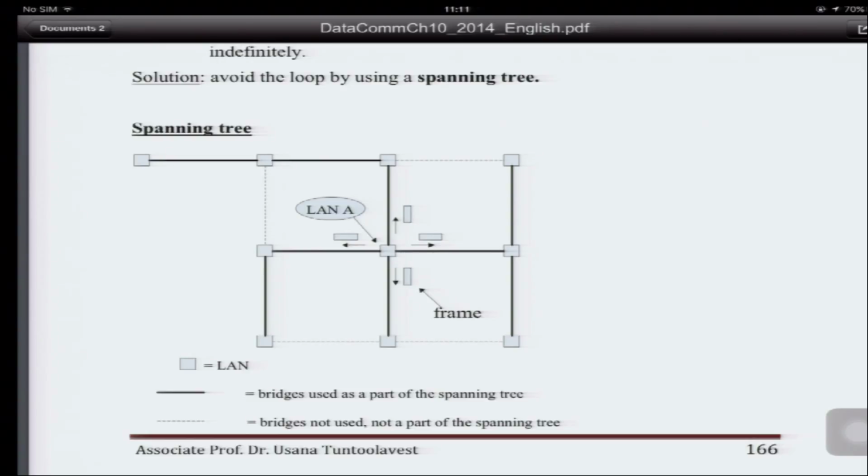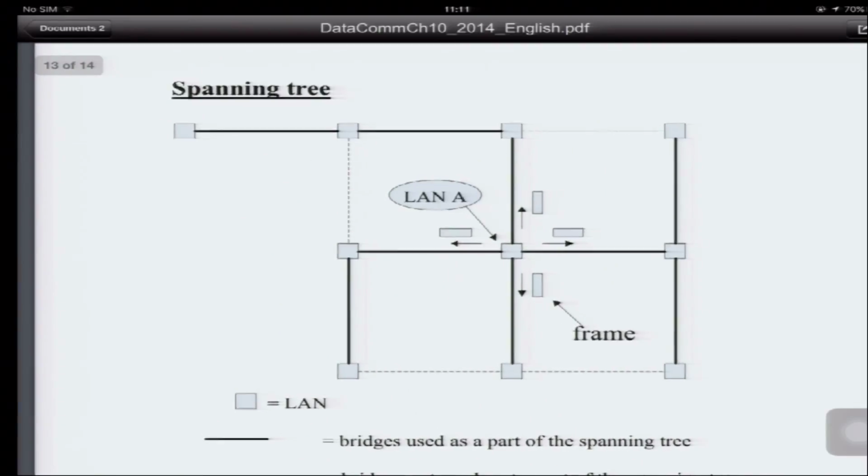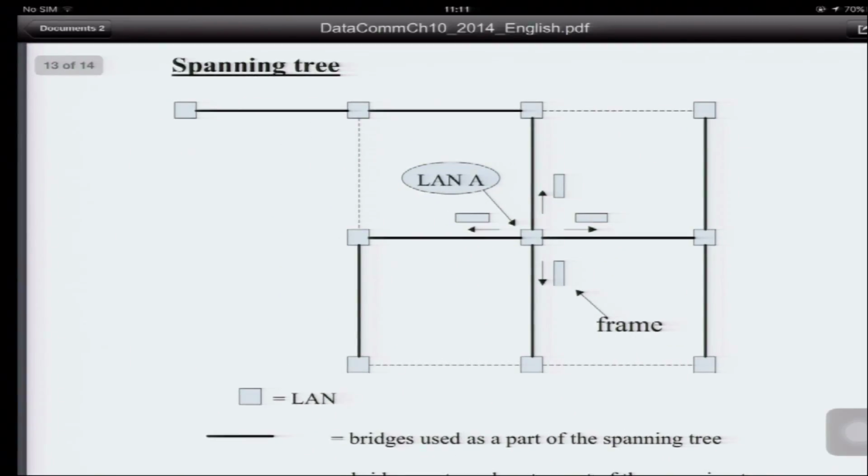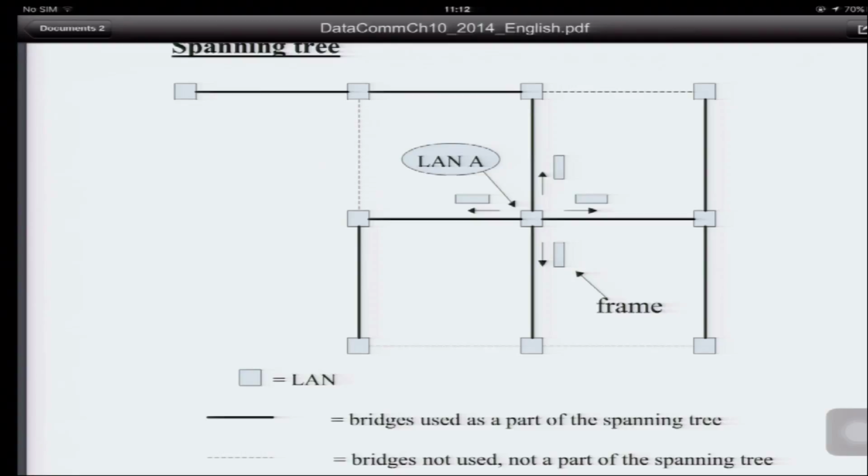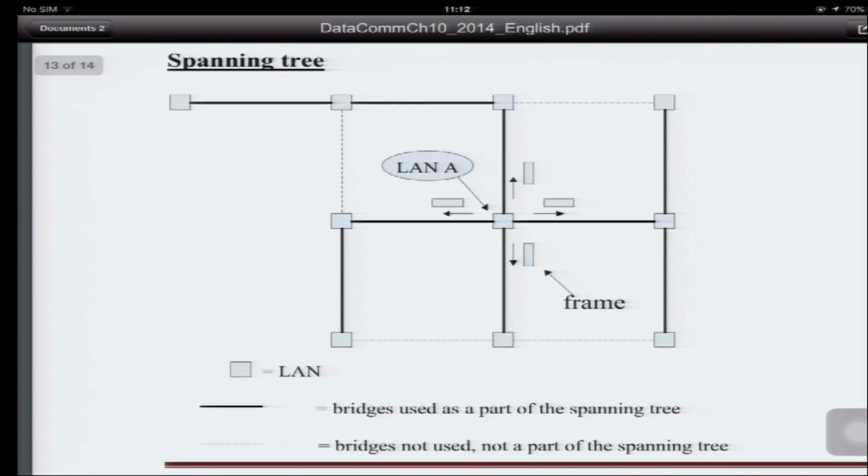Let's look at this. The LAN is the rectangle, this one represents a LAN, and the line represents the bridge. If it's a solid line, it represents a bridge that is used as part of the spanning tree. But if it's a dotted line, it's a bridge that is not used as part of the spanning tree. So you can see that you have to avoid having a loop.